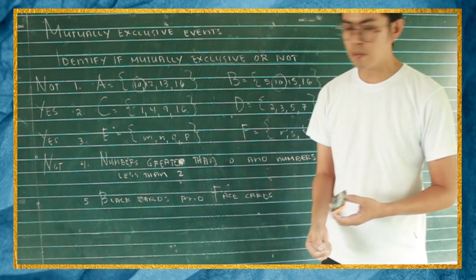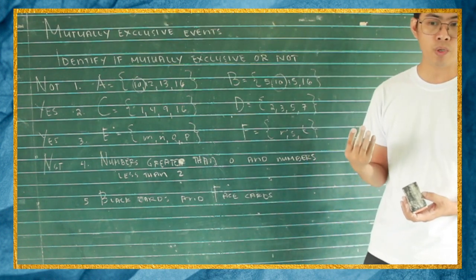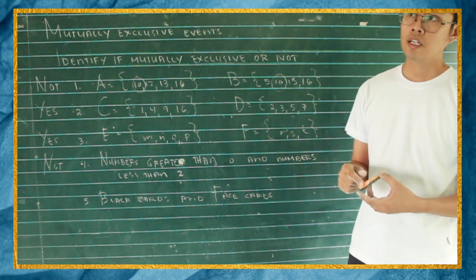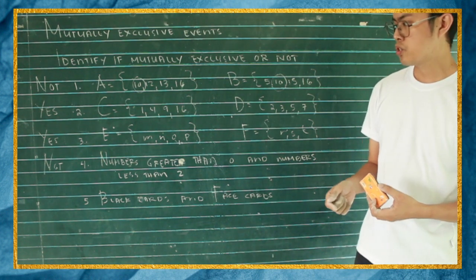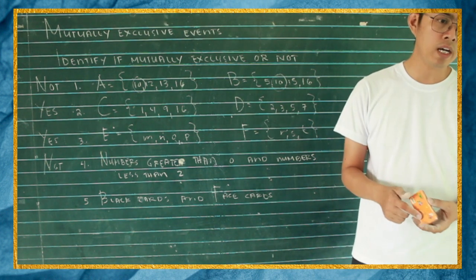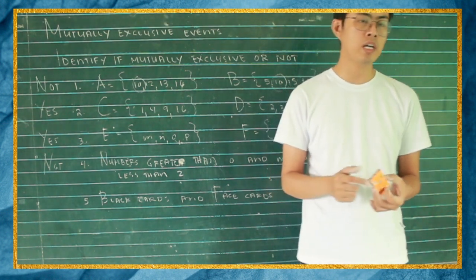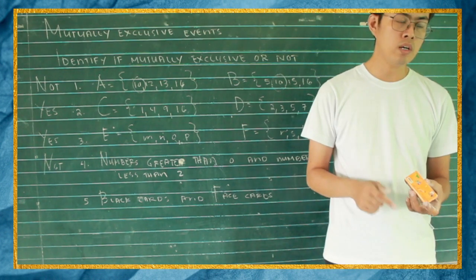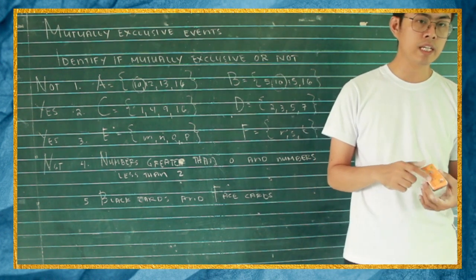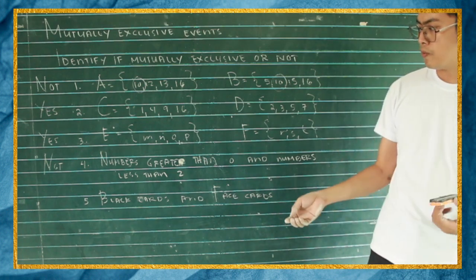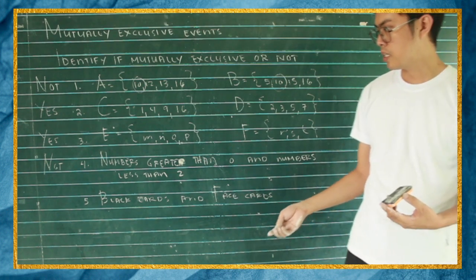In a deck of cards, we have 4 different symbols: heart, spade, clover, and diamond. We have 2 colors, red and black. We have the face cards: jack, queen, king. We have the number cards from ace, which is 1, then 2, 3, 4, 5, 6, 7, 8, 9, 10. So they are the number cards. You should be familiar with the deck of cards.